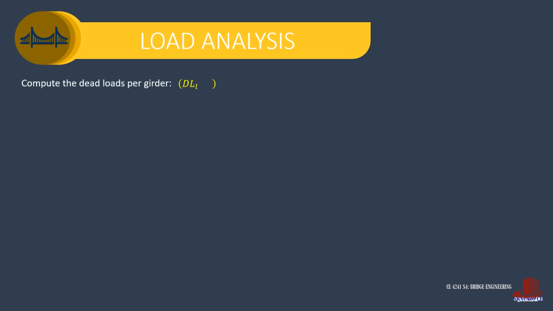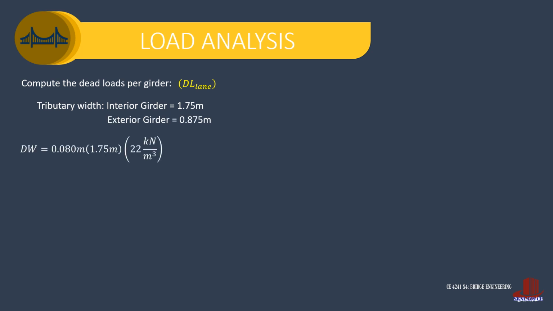The next step is to analyze the loads. For dead loads, the tributary width is required, and for interior girders, the tributary width is 1.75, half of which is the effective width for exterior girders. DW is computed as 80 centimeters by 1.75 meters times the unit weight of asphalt as 22 kilonewtons per cubic meter. This gives 3.08 kilonewtons per meter.